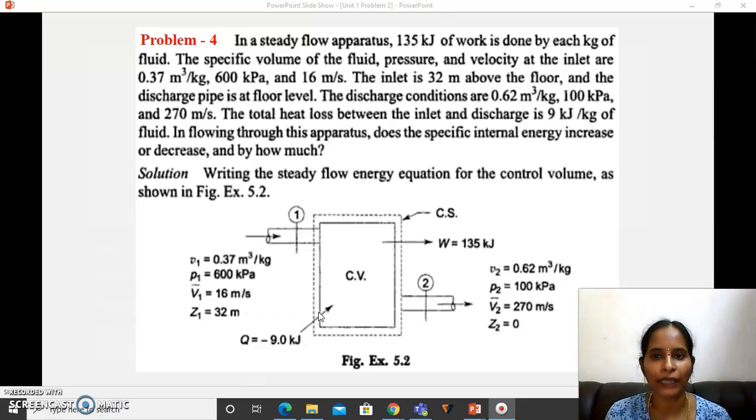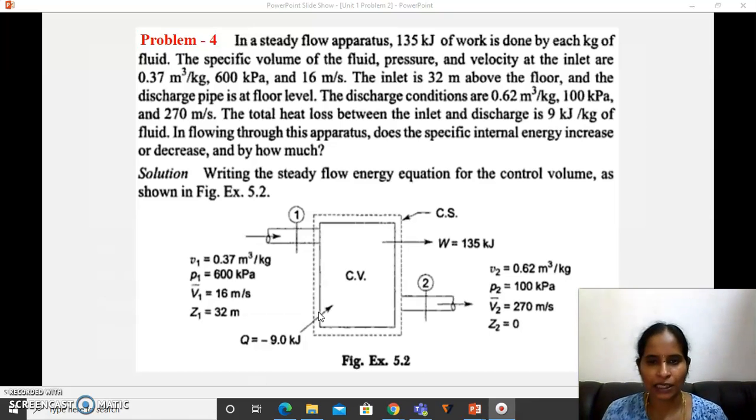Here we have to take the potential energy into account, and the discharge pipe is at the floor level. So Z1 equals 32 meter and Z2 equals 0. Discharge conditions are again given for rho 2, P2 and V2. Total heat lost between inlet and discharge is 9 kilojoules per kilogram of fluid, which is Q. Lost means minus. In flowing through this apparatus, does the specific internal energy increase or decrease, and by how much?